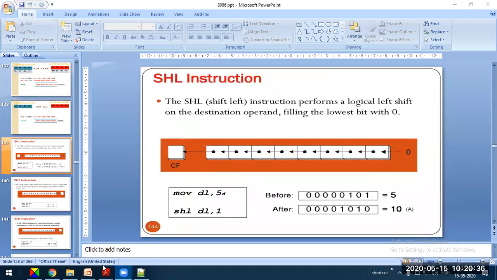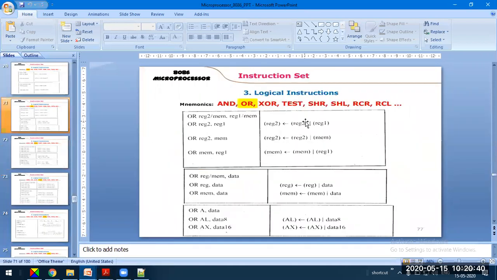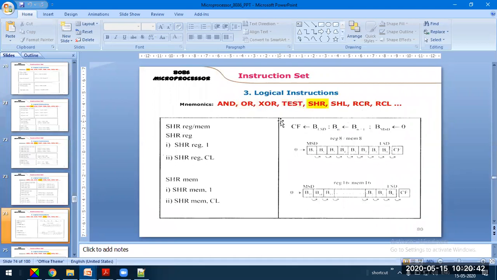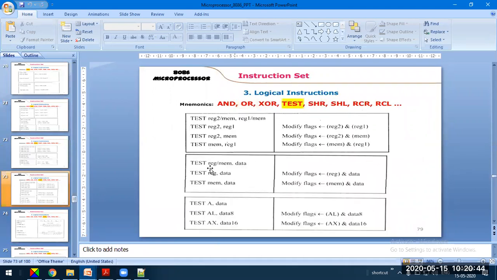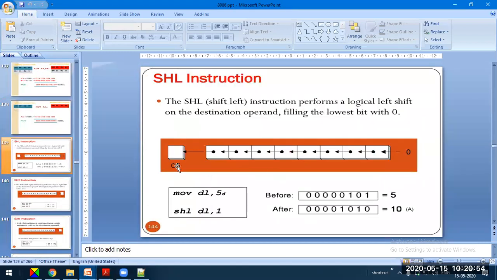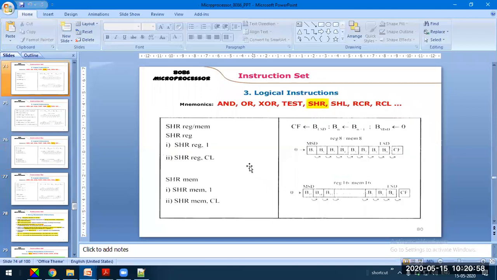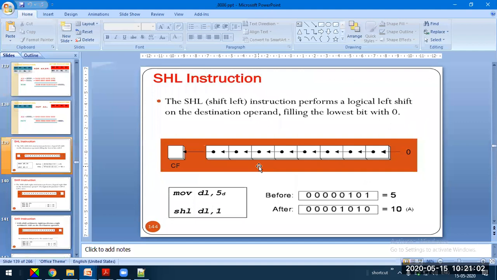Next is the rotate operation, or the shift operation. We'll see any other examples given here. In this slide they show what registers we can use. We can use either memory locations or registers. I'm using this slide because it is quite descriptive and has a lot of diagrams, so it is very easy to understand. So let us discuss the shift operation.